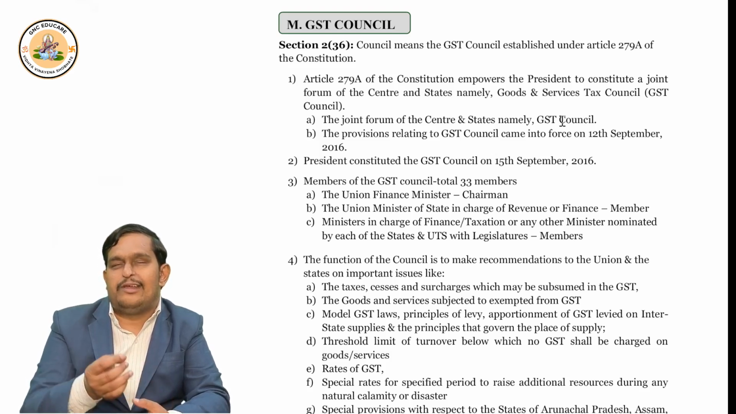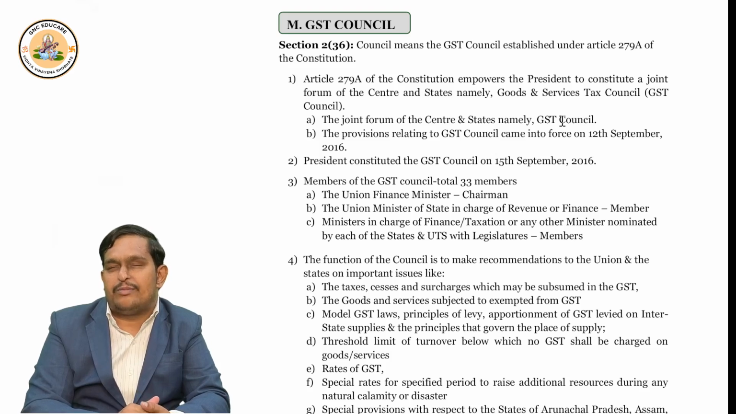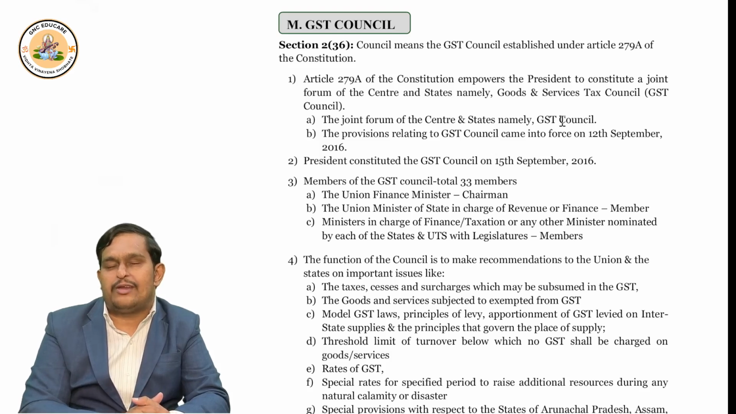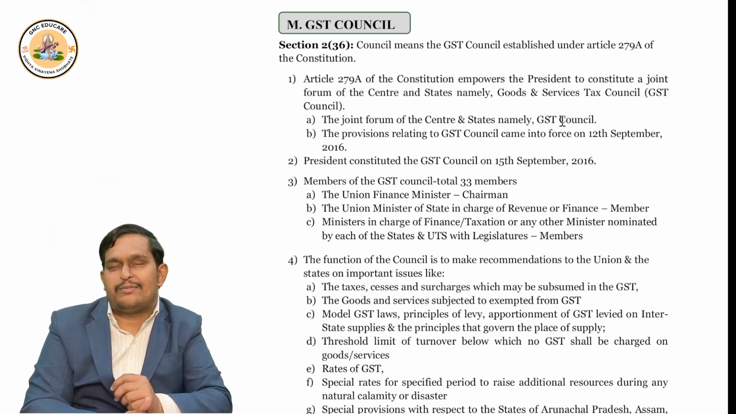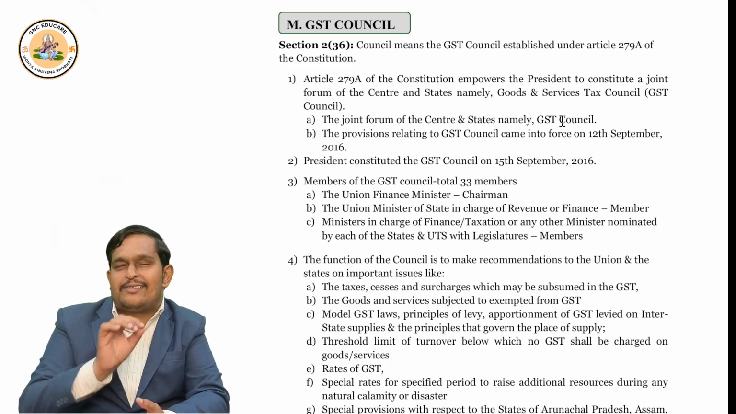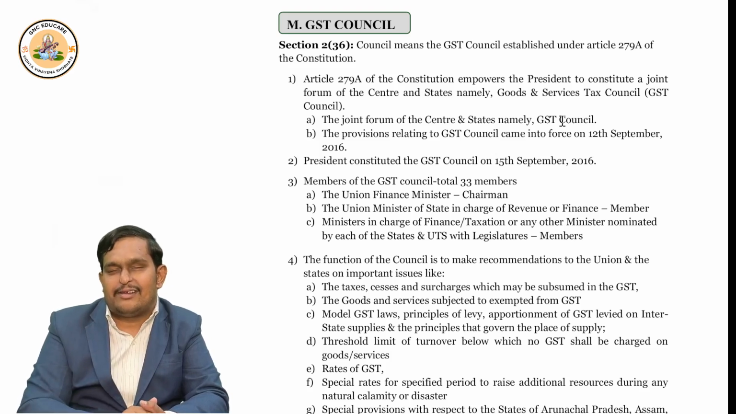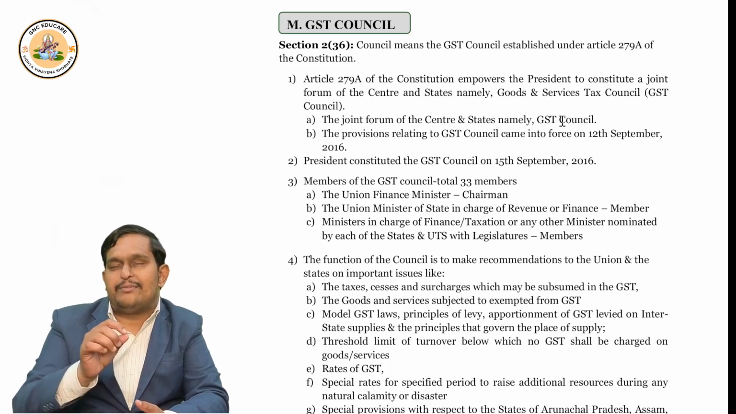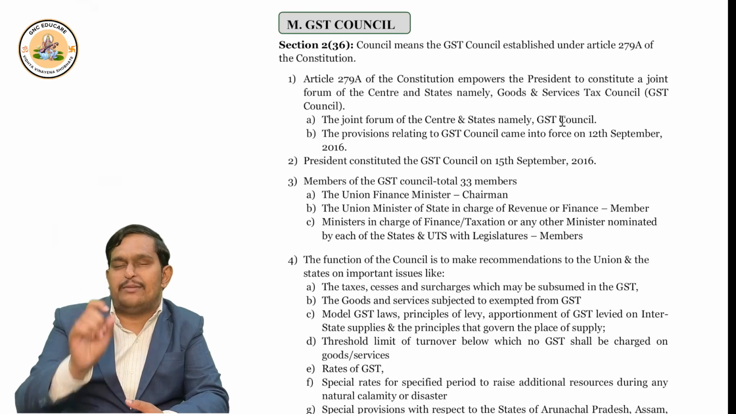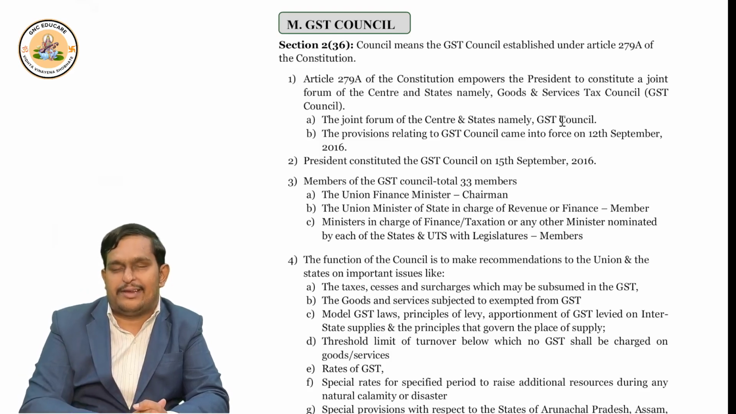Right? Obviously, union territories which don't have a state legislature are represented by the central government. Correct? So Andaman and Nicobar Islands, Daman and Diu are represented by the central government only. So from there, no additional person will come. So the chairperson is the Union Finance Minister, the second person is the Union Minister of State in charge of revenue and finance, and 31 states, which includes 2 union territories with state legislature, are represented by their finance ministers or any other nominated minister, but only one from each state.